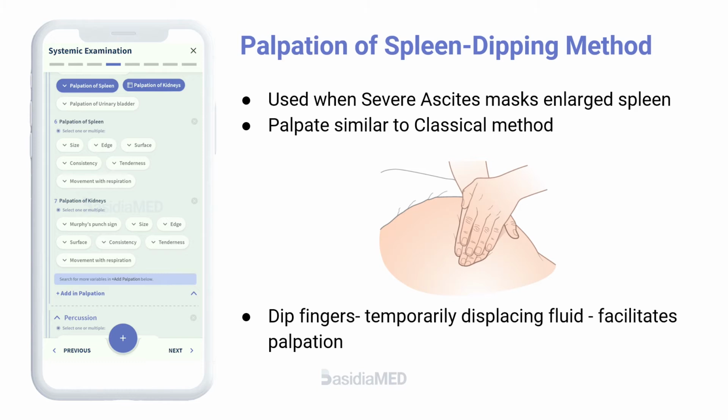The dipping method is used in severe ascites, which may mask an enlarged spleen. Palpate as in the classical method and dip your fingers into the abdomen with each palpation. This displaces the fluid temporarily to the side and facilitates palpation.